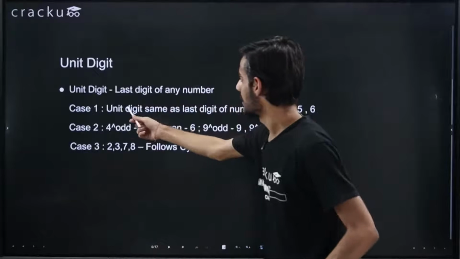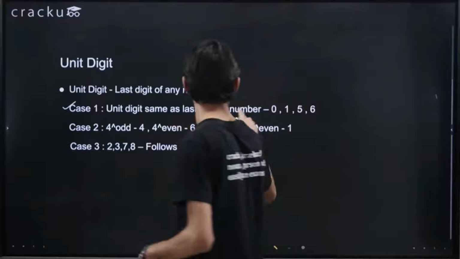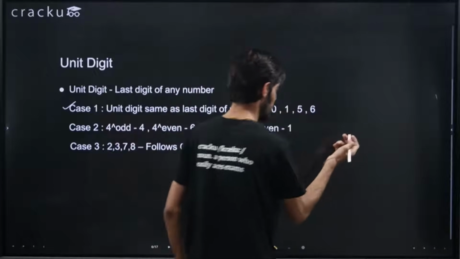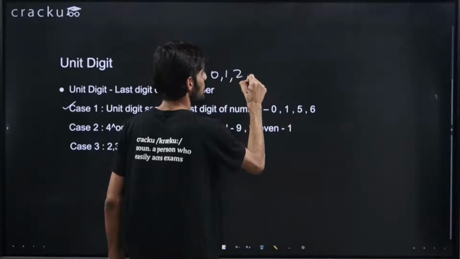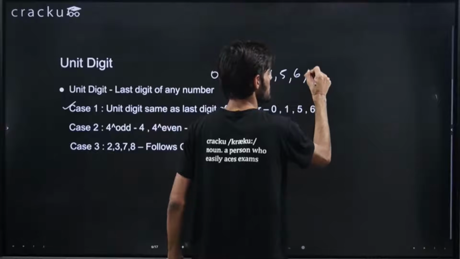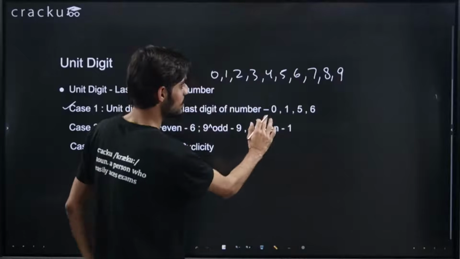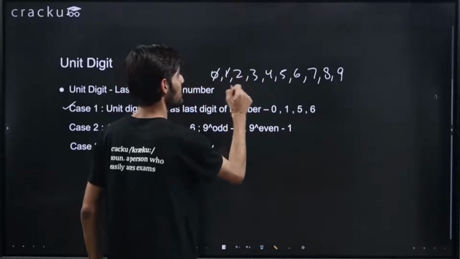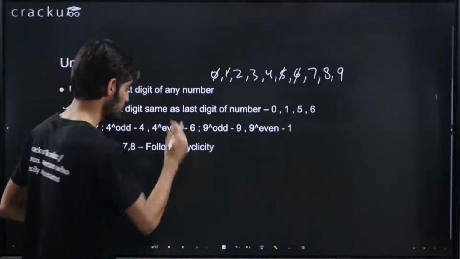Okay, so this was case 1 about unit digit. Let's look at case 2. We know that the digits are 0, 1, 2, 3, 4, 5, 6, 7, 8, 9. So now we are done with 0, 1, 5 and 6. Now let's look at 4.